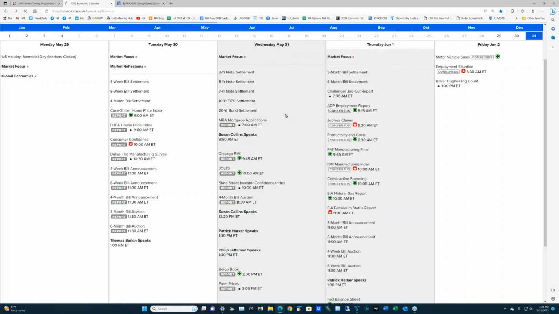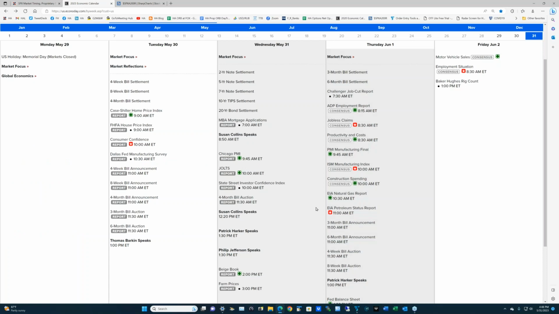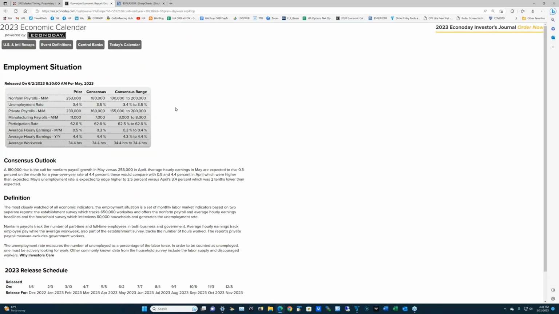The number right now showing is soft. But 160 versus almost 300, almost half of what was last month. So I don't know what would cause that kind of a drop. We'll see. That's a precursor of what we want to look at for Friday, which is the first Friday of the month. They're looking for 180, and again, the last one was higher than expected. So I suspect we're going to be on the upper end of the range.